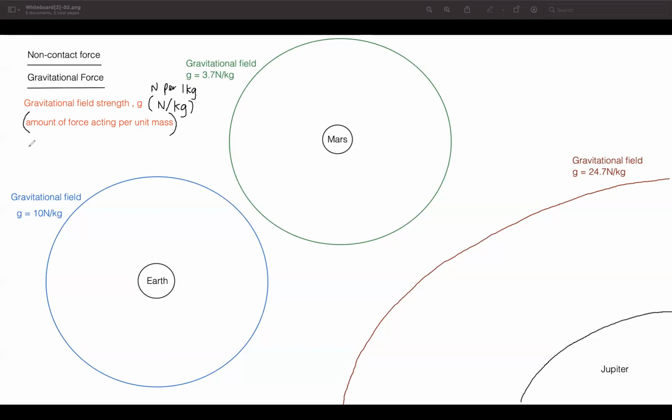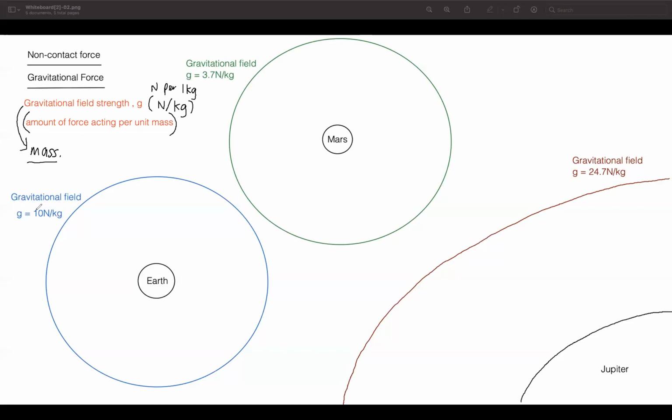It does not change. Why does it not change? Because it comes from what? It comes from the mass of the object. The larger the mass, the higher the gravitational field strength, or the stronger the field. Okay, the higher the mass, the stronger the field.